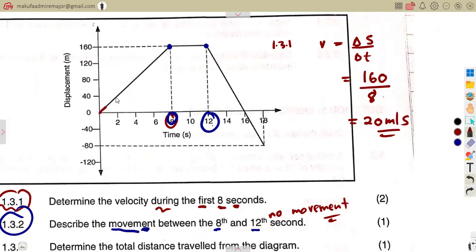If you check here, there's a movement where we are increasing from 0 up to 120, up to 160. Then it maintains no movement between this time. Then the movement starts again, 160 meters to cover from this point up to this point. Then another section down here representing 80 meters, but in the negative region. But it's a displacement which is taken.